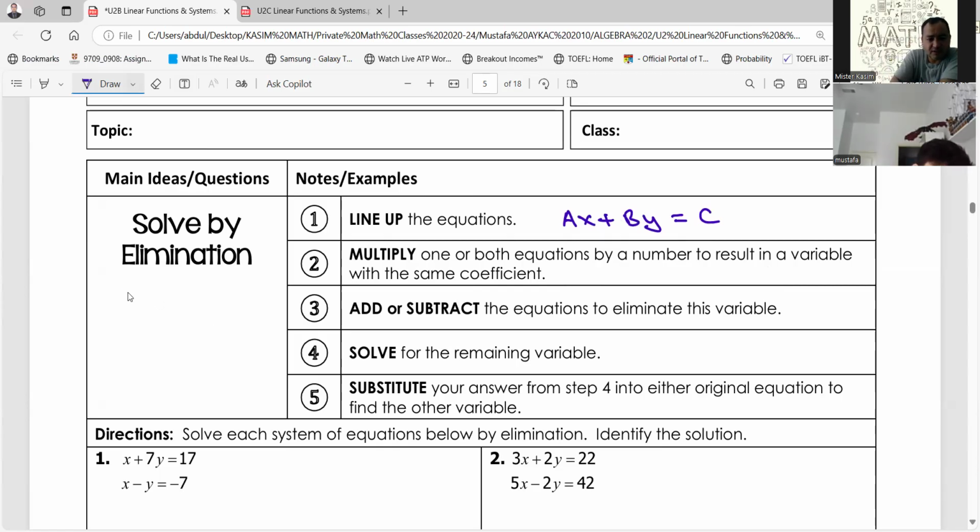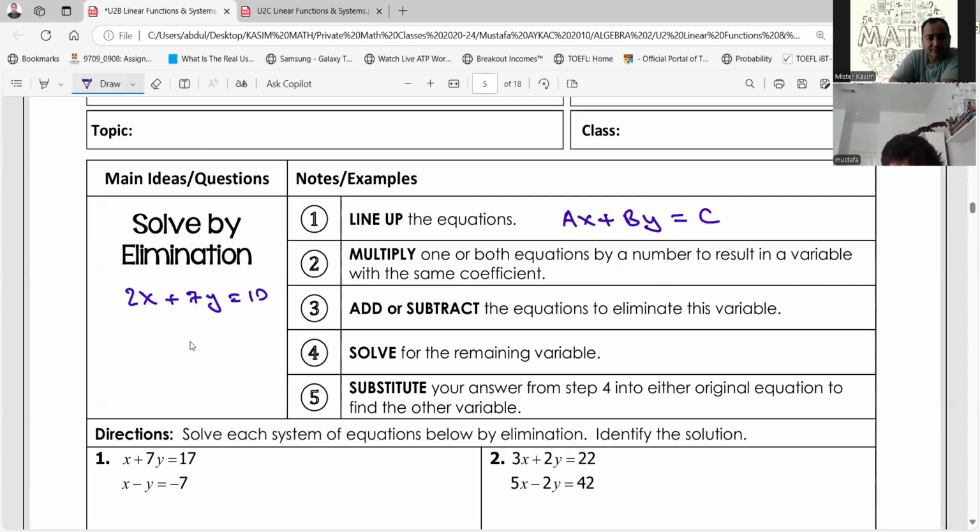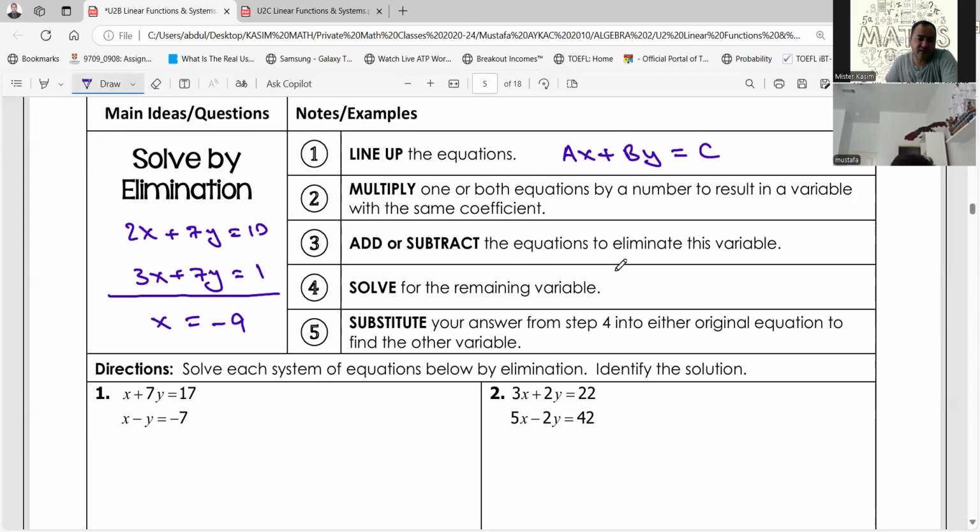For example, if I have 2x plus 7y is equal to 10, and here, let's say, 3x plus 7y is equal to 1. You see this y, right? 7y, 7y are the same. So if I subtract, it will be gone. 3x minus 2x is x. 7y minus 7y is 0. 1 minus 10 is negative 9. That's why we first align them, and multiply one or both equations by a number to result in a variable with the same coefficient. Add or subtract: if they have the same signs, we subtract. Otherwise, we add. And that's it.